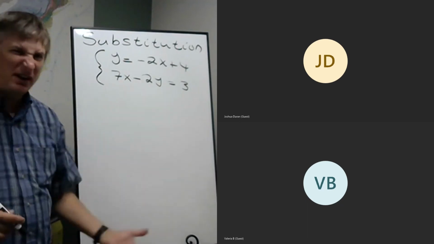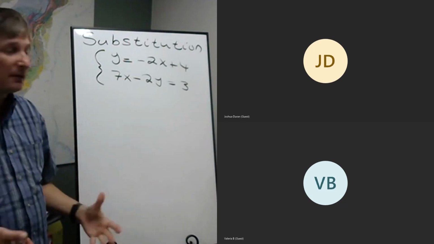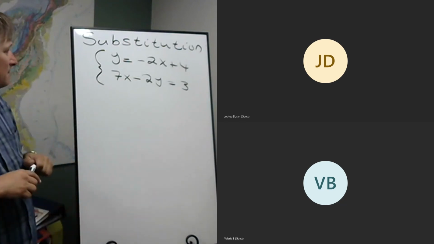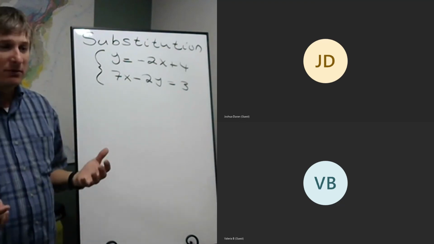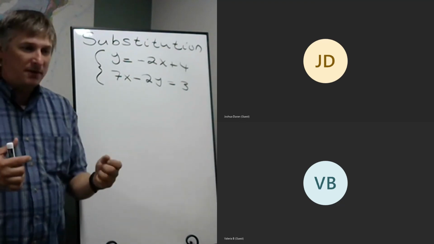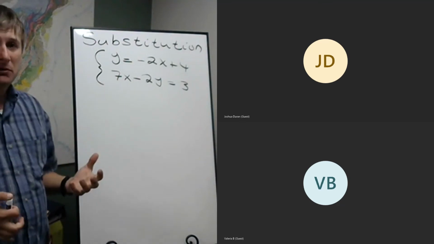You don't have any x squareds or, say, square root of x or anything like that. And we want to figure out if these lines have a solution. In other words, is there a point that they both share? So with substitution, we're going to use this idea.